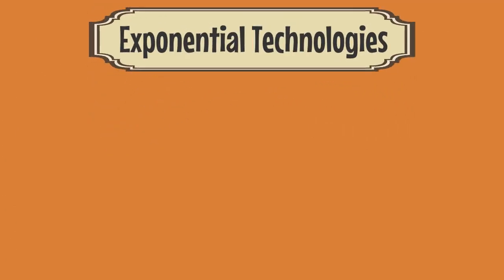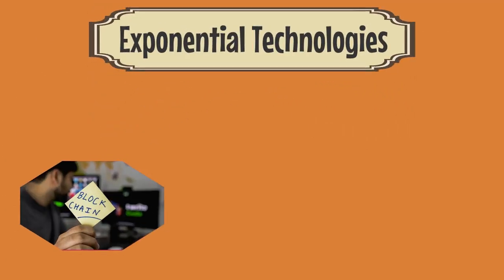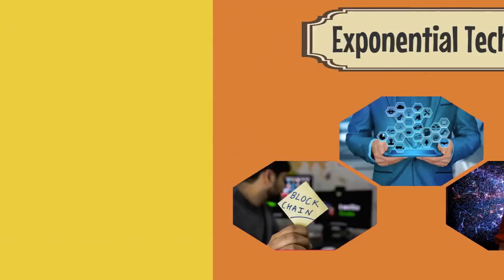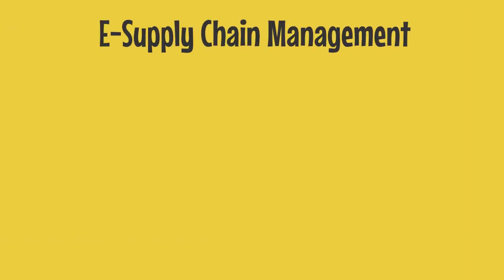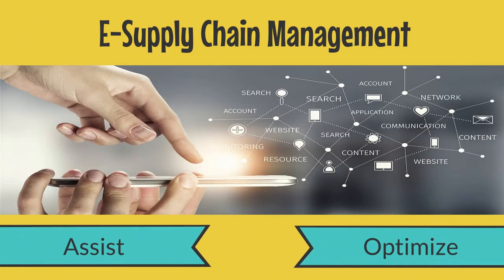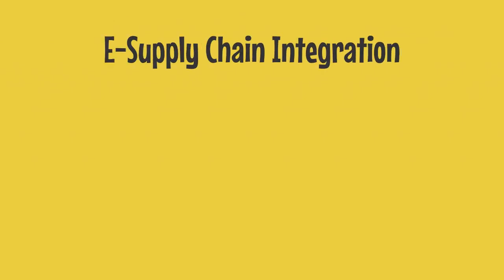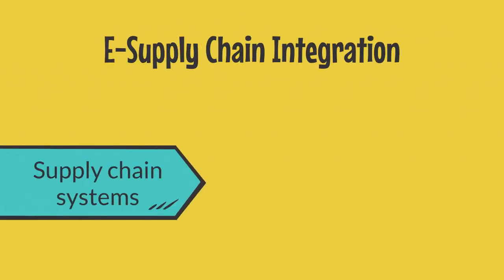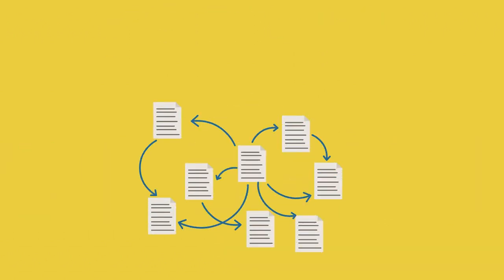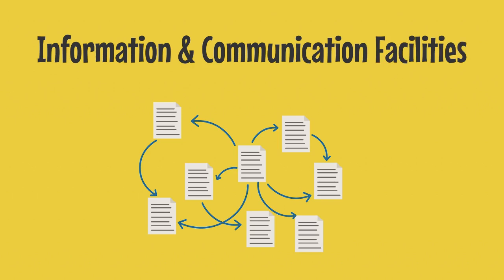Exponential technologies include blockchain, Internet of Things, virtual reality (VR), and machine learning. E-supply chain management involves applying e-business technologies to assist and optimize value-adding activities in supply chains. E-supply chain integration ensures that historical supply chain systems and operational systems are easily integrated into a networked business environment linked via the internet and other information and communication facilities.